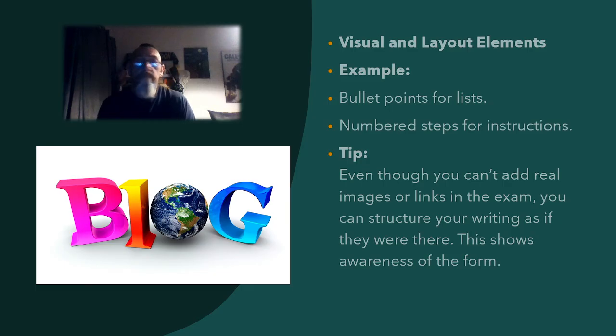Okay. Bullet points, numbered steps for instructions. Okay. These are visual elements. Now, you can't draw pictures. You can't add audio. Okay. So you can still make your text look interesting, and those are the visual elements that you want to include. So it shows the examiner you have a good idea of what you're doing, but don't overdo the bullet points. 4, maybe 5 bullet points at the most, or 4 or 5 steps at the most. Don't overdo it. Remember, everything in balance.